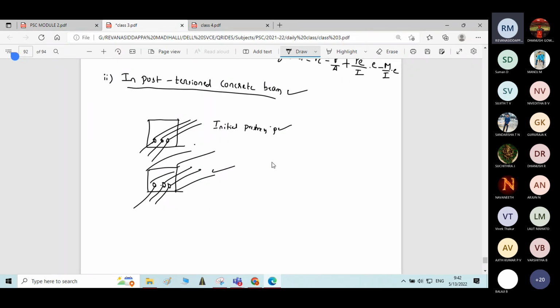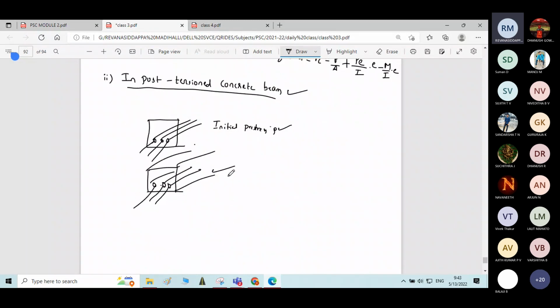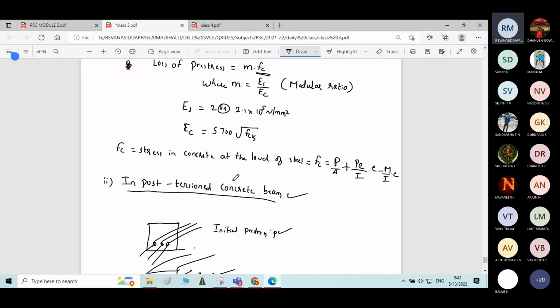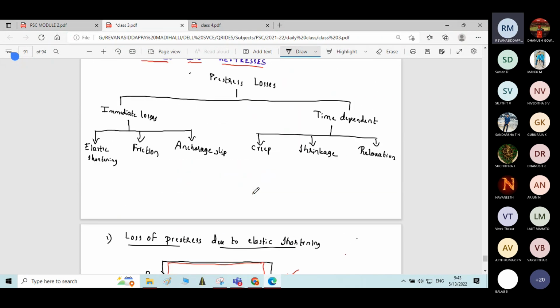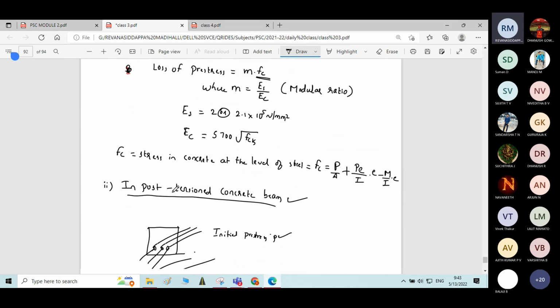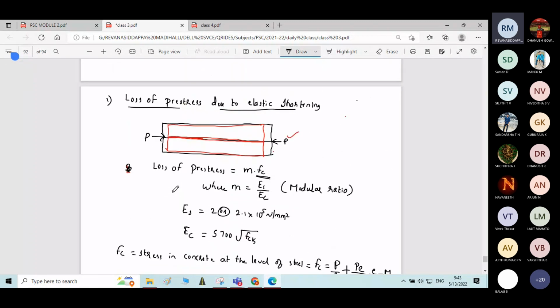If the cables are stretched simultaneously, there won't be any loss due to elastic shortening. If the cables are stretched one by one for a post-tension concrete beam, there will be loss. Using the same formula, m and σ_c, you will calculate the loss in the post-tension concrete beam. For a pre-tension concrete beam, compulsorily you need to calculate loss due to elastic shortening. So I hope this is clear for everyone. If you have any doubts, you can ask.